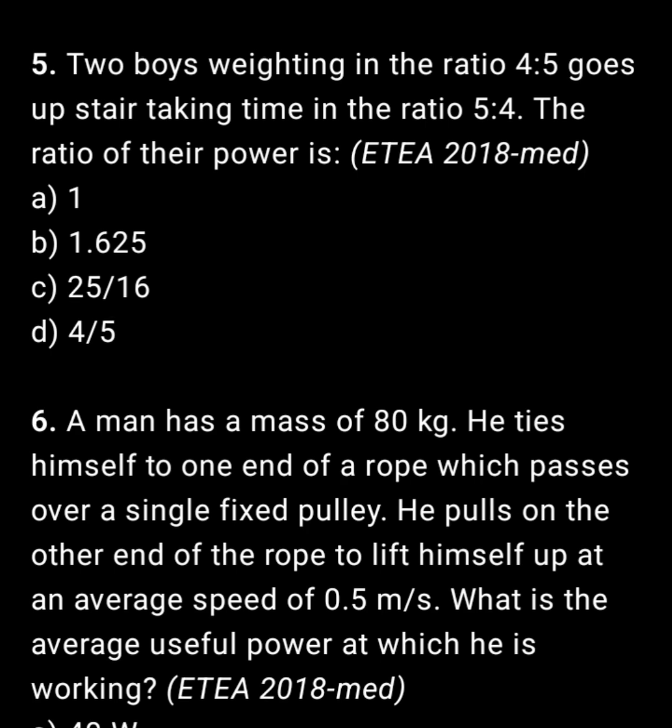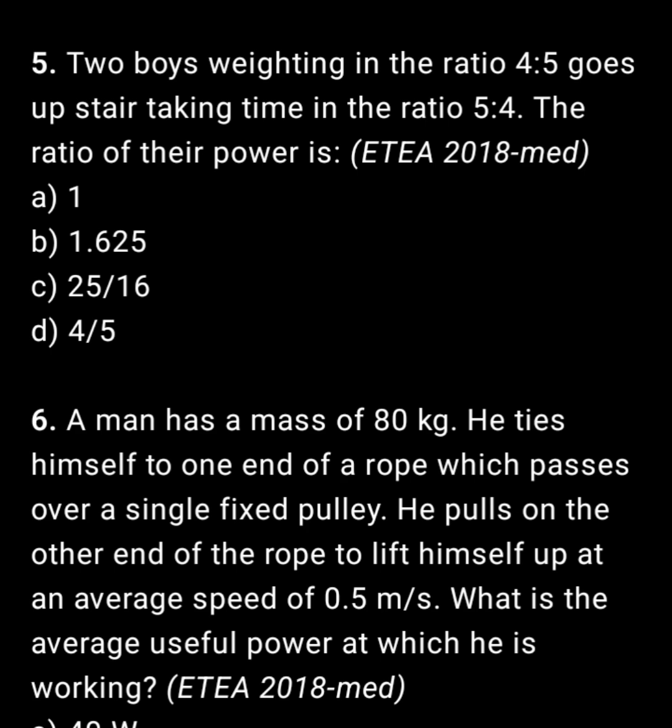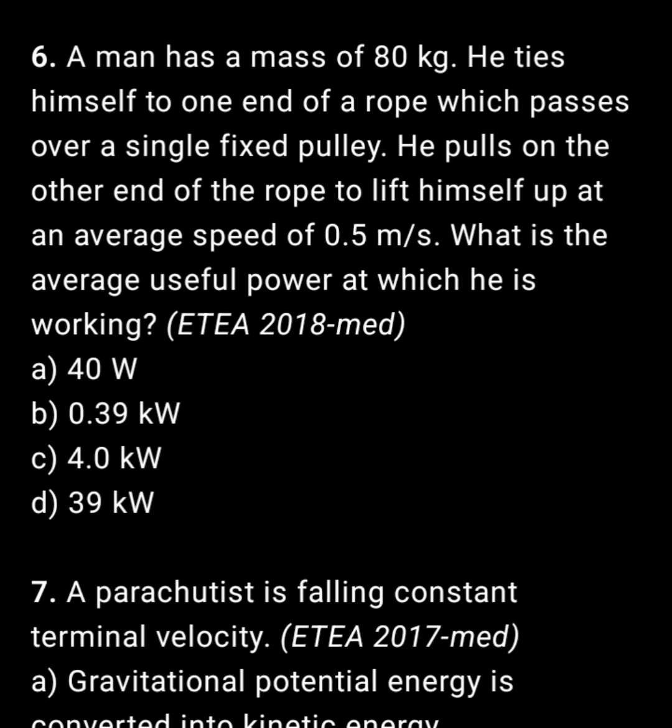5. Two boys with weights in the ratio 4:5 go upstairs taking times in the ratio 5:4. The ratio of their power is? ETEA 2018 Med. A. 1. B. 1.625. C. 25/16. D. 4/5.